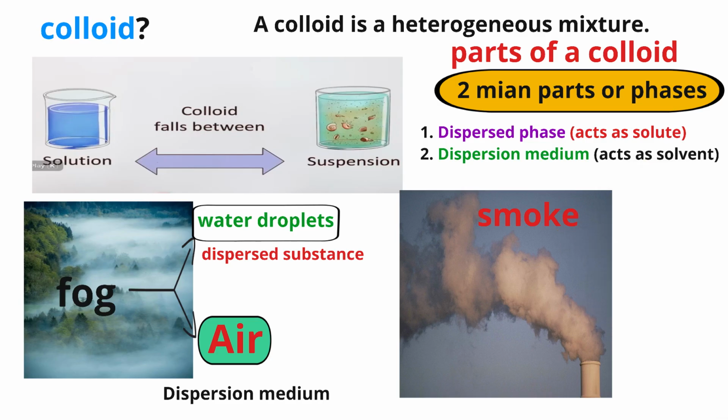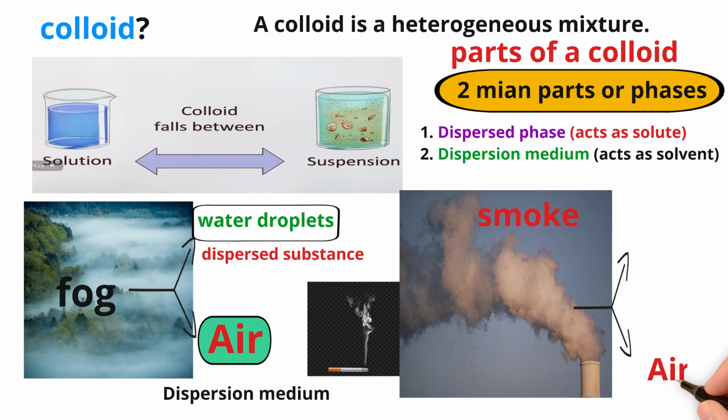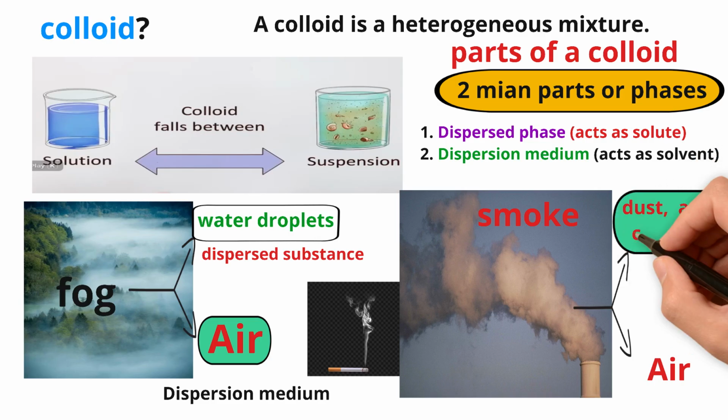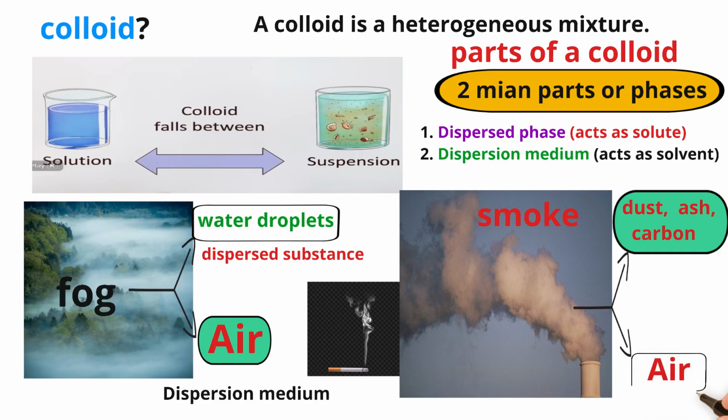The second example, smoke. Smoke is a colloid. Again, it has two phases. One is the dispersed phase, and the other is the air. The dispersed phase here is dust, ash, carbon. It is our dispersed substance, and air is the dispersion medium, which acts as a solvent, but the dispersed substance acts as a solute. So smoke is an example of a colloid.